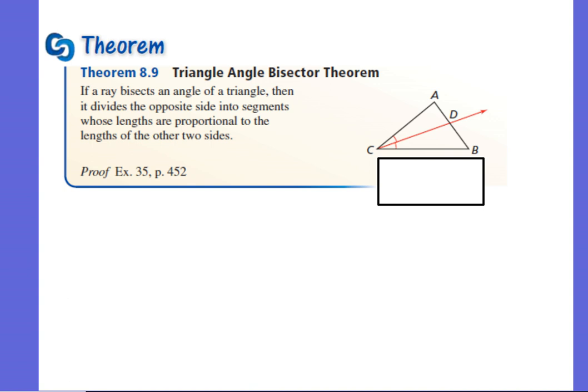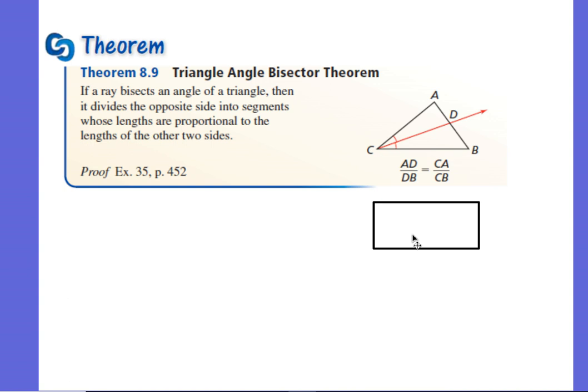Well, let's break down the angle bisector part. Remember, angle bisector means to split an angle in half. So we are going to split one of the angles of a triangle. And when we split one of the angles of a triangle in half, it divides our opposite side proportionally. What does that mean? It means that AD is to DB just as the other side length CA is to CB.